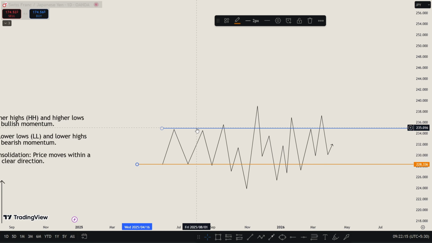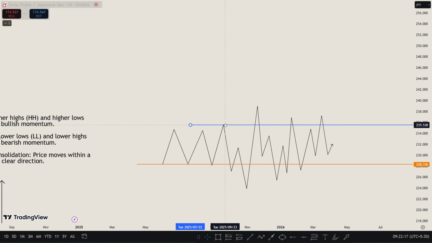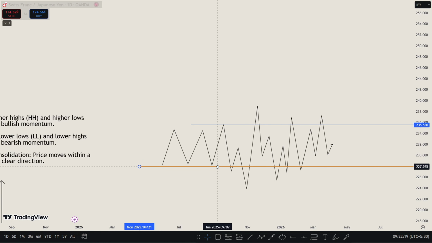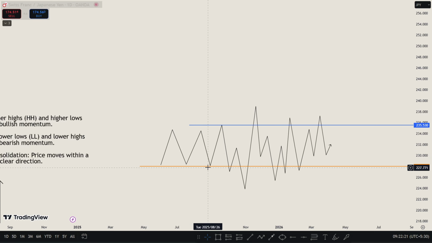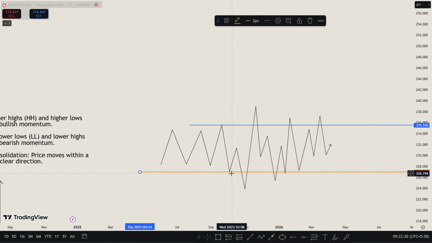Now as this point is broken here, this will become the higher high, then this point will become the higher low. Then we wait for either of these to get broken. As you can see, this gets broken, so now the market structure will shift. Now it will become bearish. This will become the lower low and this will become the lower high.